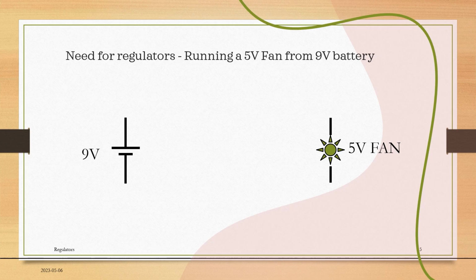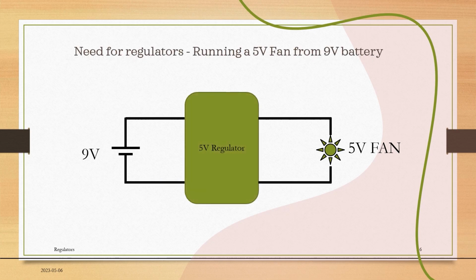Let us assume we have a 9-volt battery and we want to run a 5-volt fan. The voltage of the battery is far higher compared to the rating of the fan. Therefore, we cannot directly connect the battery to the fan as it may damage it. We have to buck or step down the 9 volts from the battery to 5 volts before it can be applied to the fan. We need a 5-volt regulator that can do this.